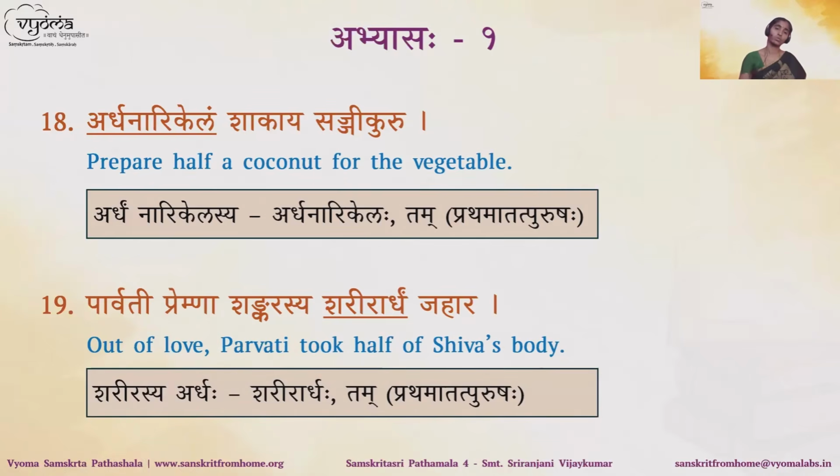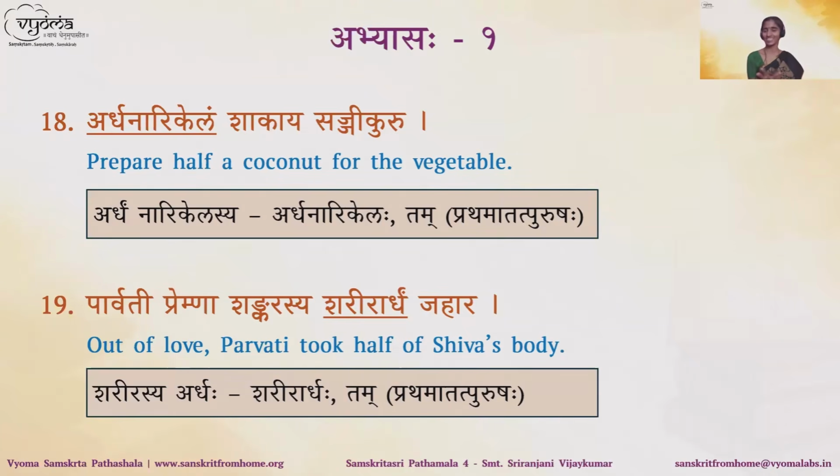If you want to say exact half, you will have to say Ardham Sharirasya, that will be Ardha Shariram. You get the difference. When you want to say exact half, the Ardha will come as the first word in the Samasta Pada. If you hear Ardha as the last word in the Samasta Pada, then it is not Napumsakalinga, it's the Pullinga word, which means a part of the body, not the exact half.